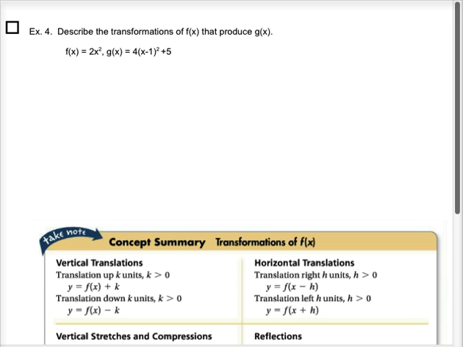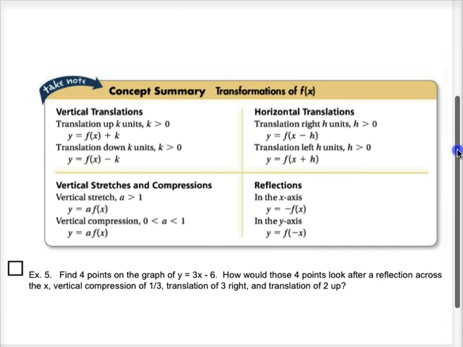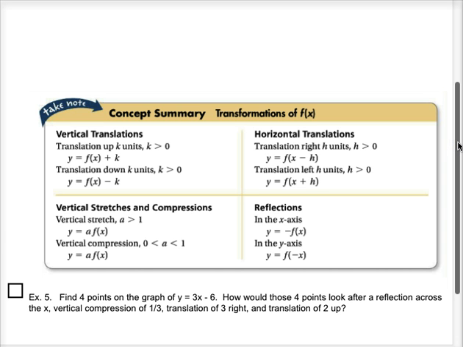All right, describe the transformations of f of x that produce g of x. For this, I'm going to scroll down a little bit first because this may help you. This table here summarizes everything that we just talked about. So vertical translations, horizontal translations, vertical stretches and compressions, and reflections. All of those things are summarized right here. As you're doing your practice work, I'd recommend please have this out because you'll be able to reference this to help you figure out where to put what.